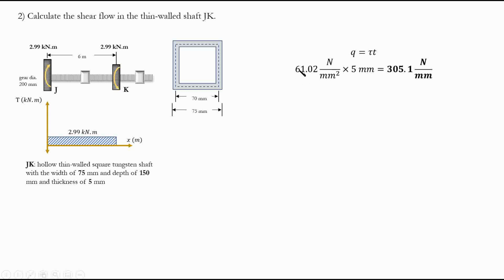So 61.02 multiplied by 5 millimeters, right? Stress multiplied by thickness is going to give us 305.1 Newton per millimeter, right? This is our shear flow. So shear flow is constant, as we know, all over the place, right? So from here, it doesn't matter. The shear flow is the same. Based on thickness, however, of course, our stress can change, and we can see it in other examples, of course.